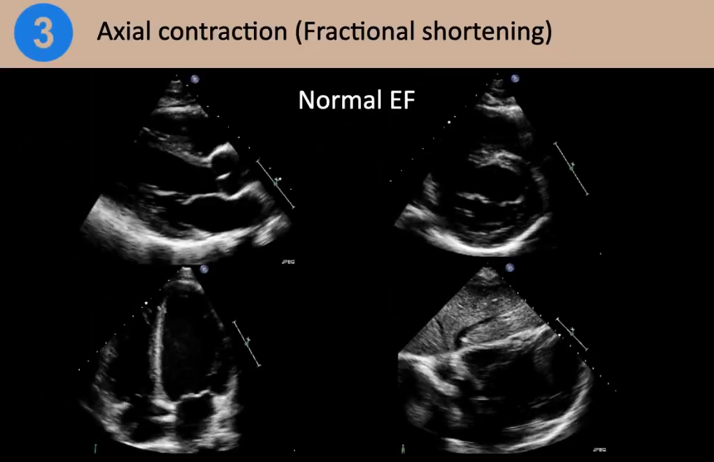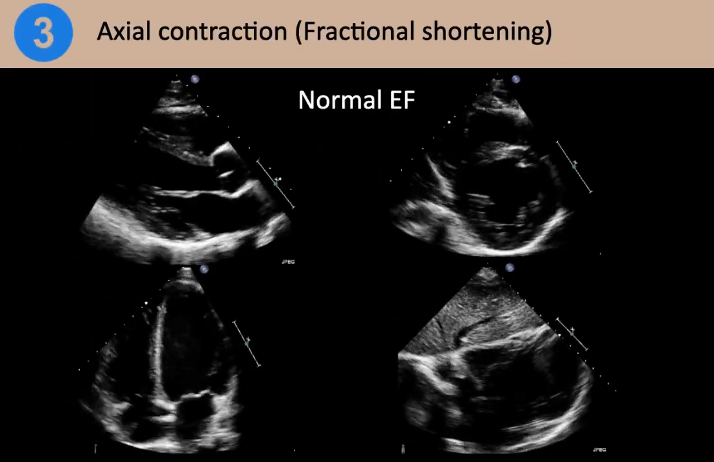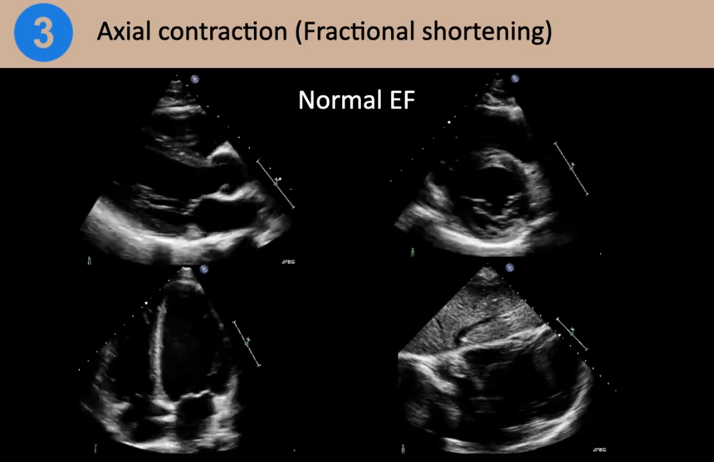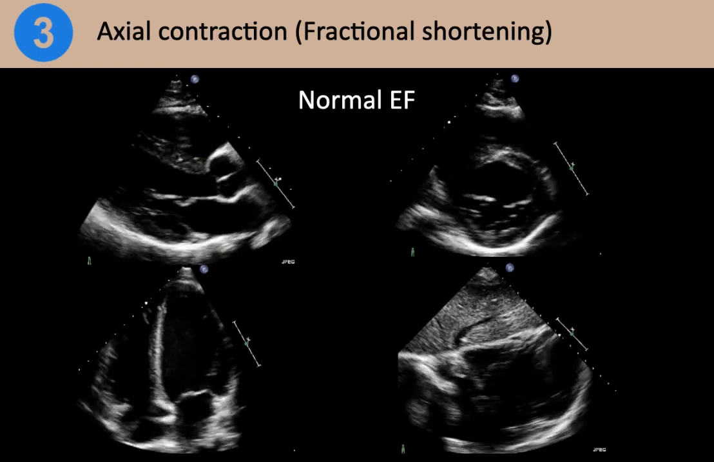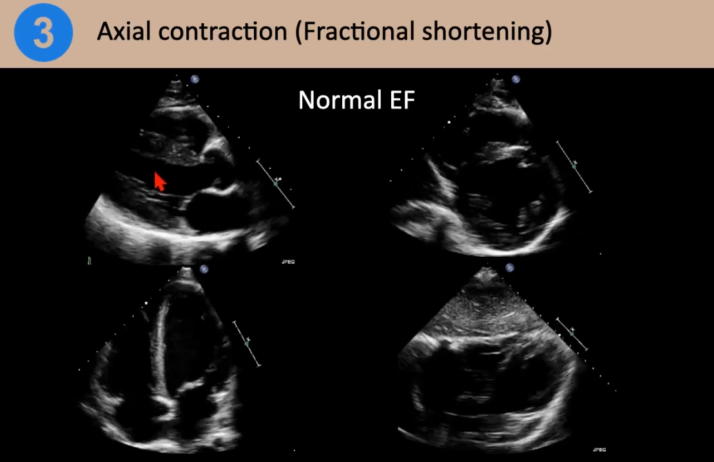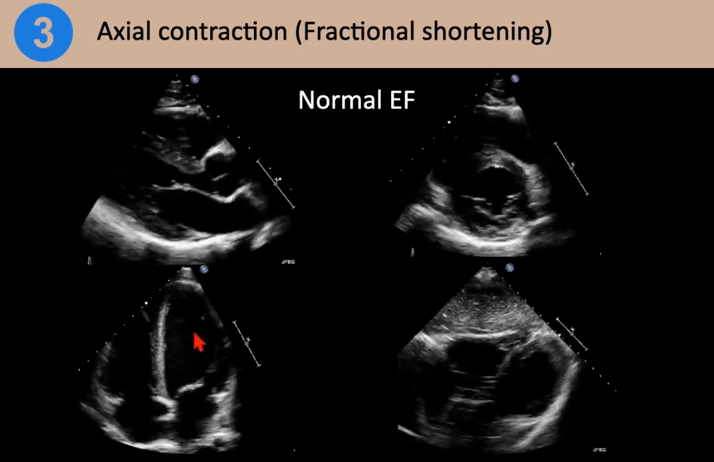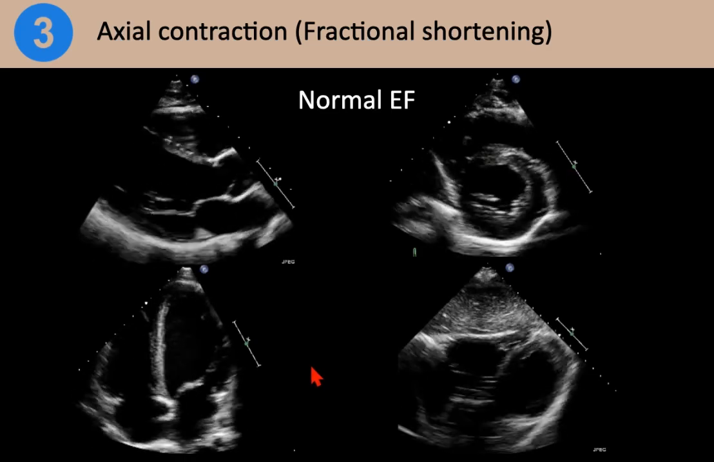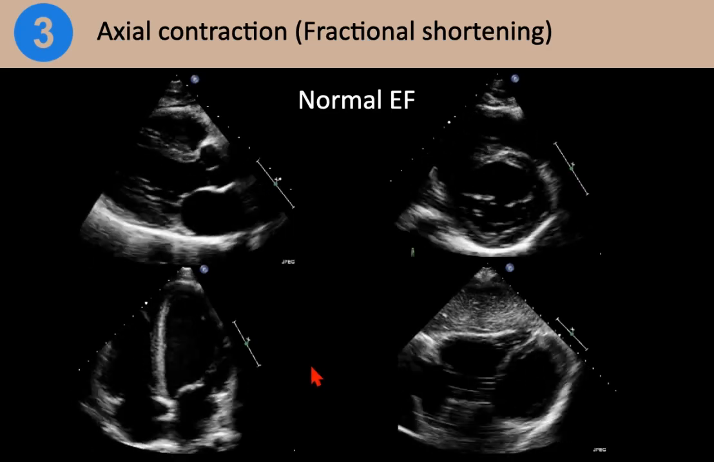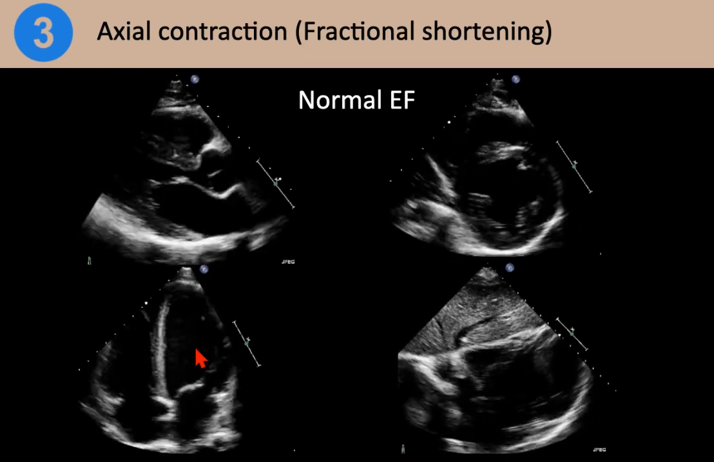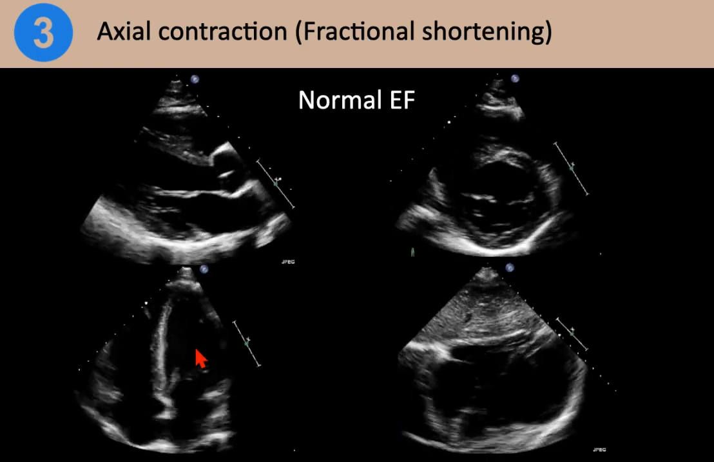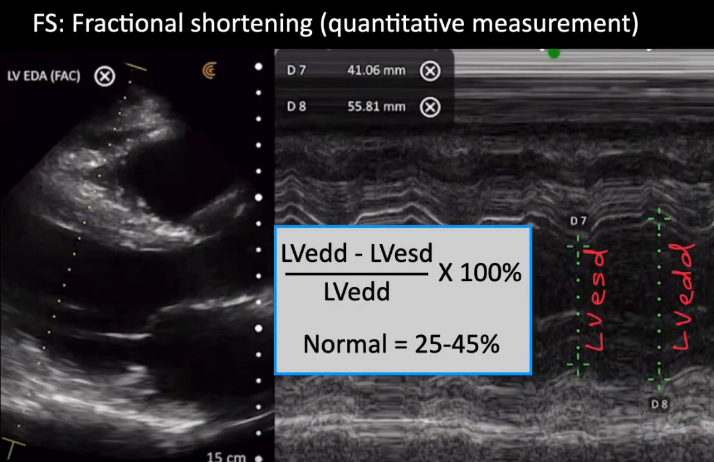The next visual estimation technique is to look at contraction in the axial plane, which is the plane perpendicular to the long axis of the left ventricle. Here we're looking for the change in the LV diameter from diastole to systole when the walls contract. The quantitative equivalent to this is fractional shortening. Okay, so let's briefly go through fractional shortening so that we can understand the visual estimation of axial contraction.